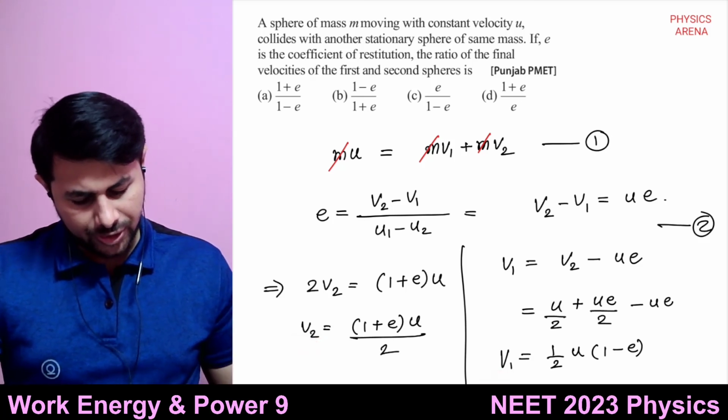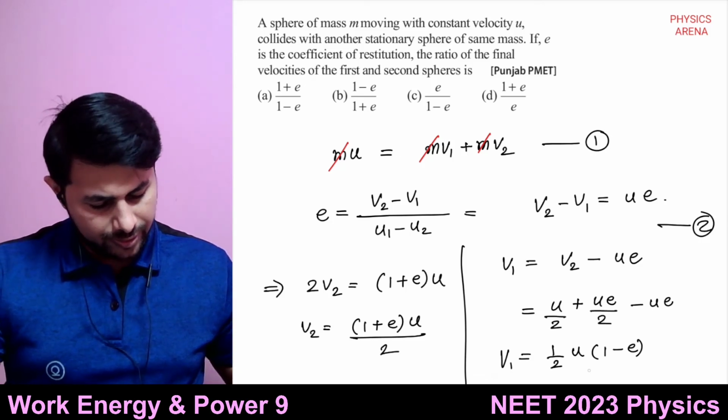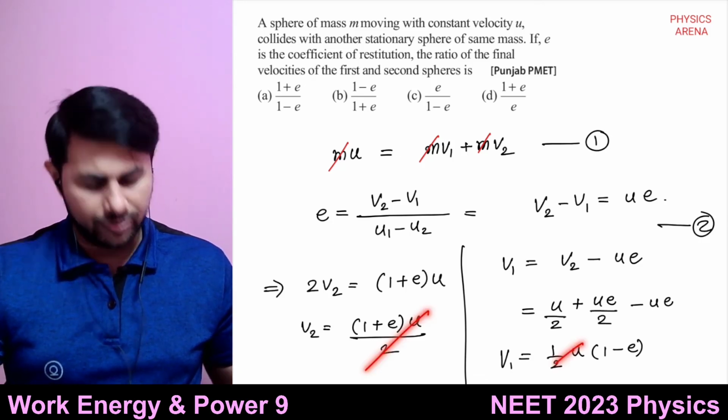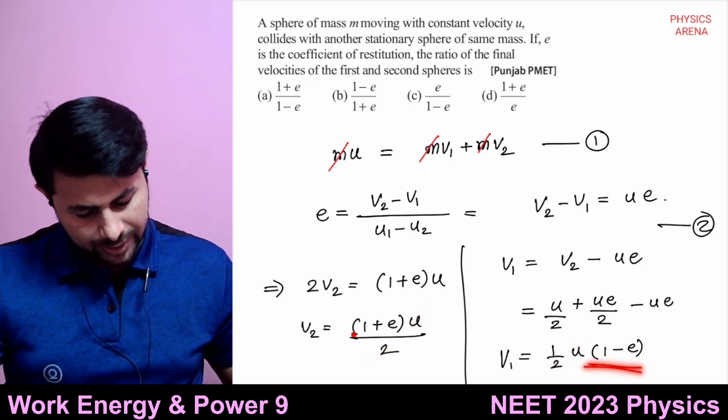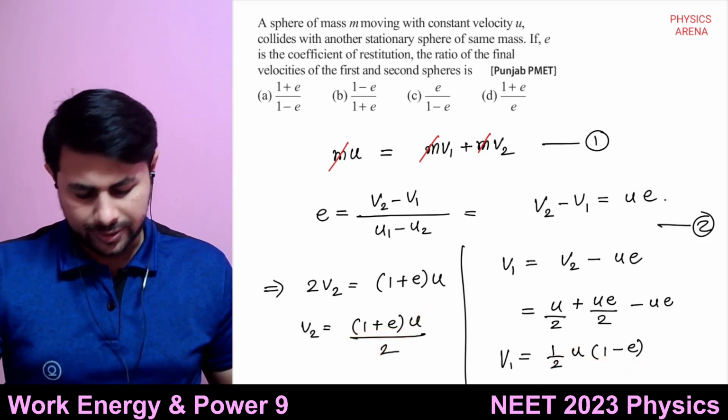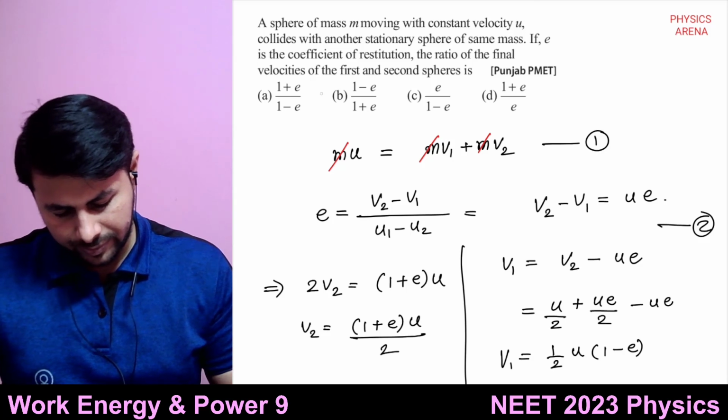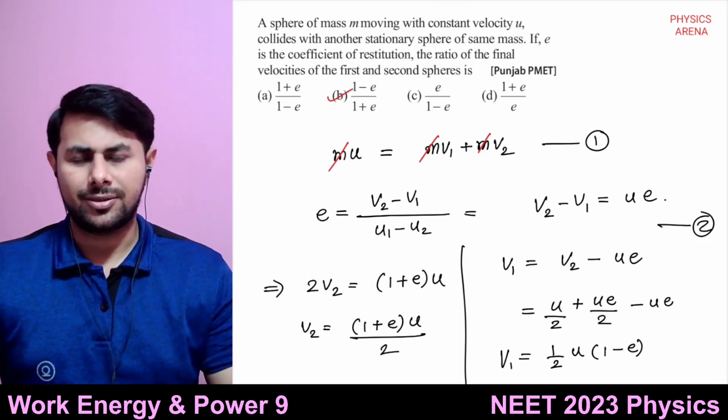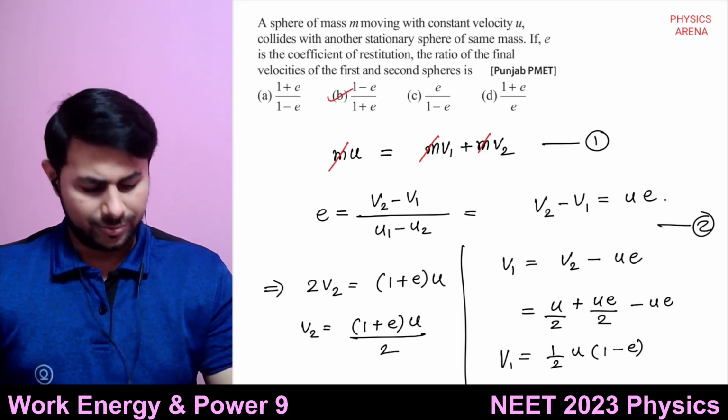So if you take the ratio, what will be the ratio? U by 2 and U by 2 will get cancelled. 1 minus E divided by 1 plus E. This is the answer. Option B. Alright.